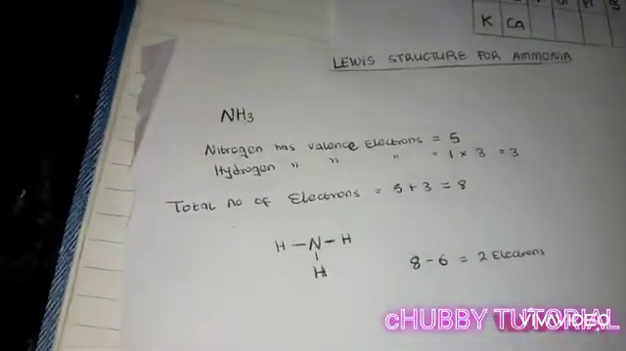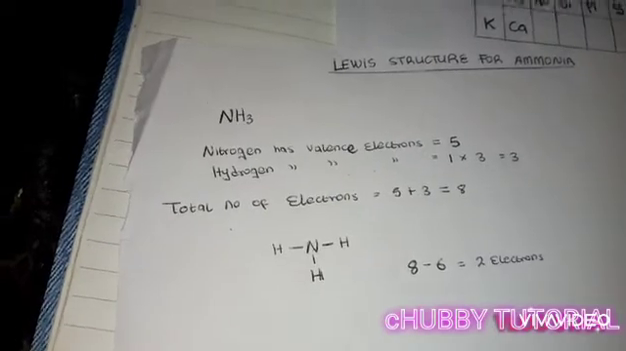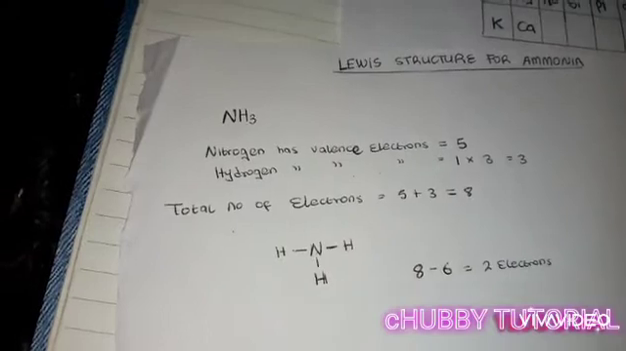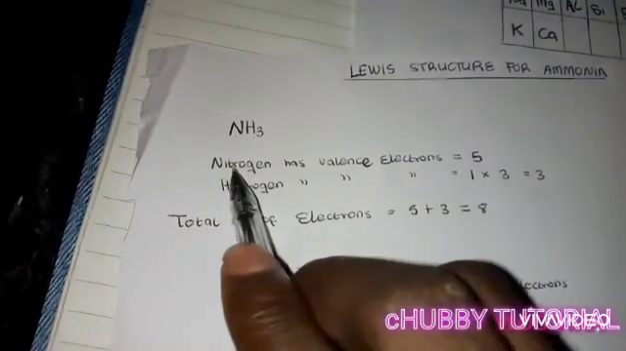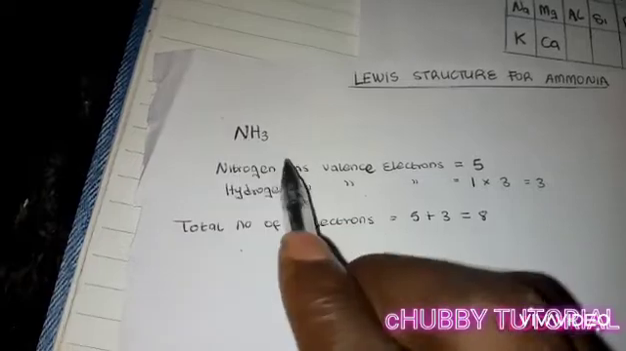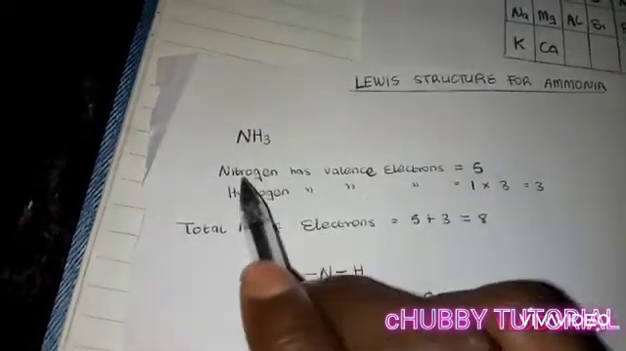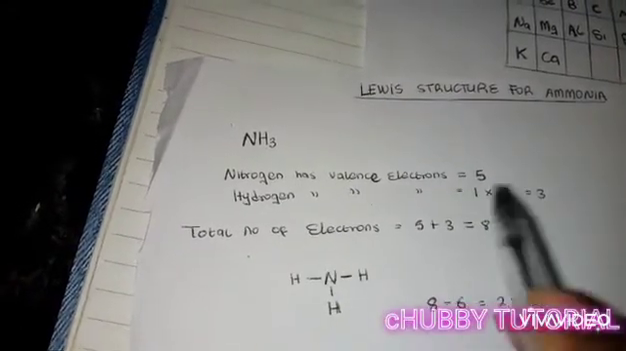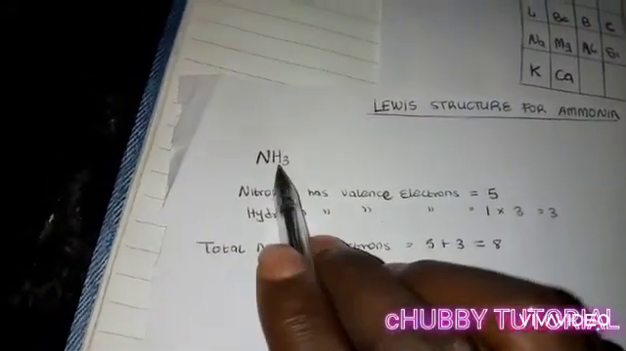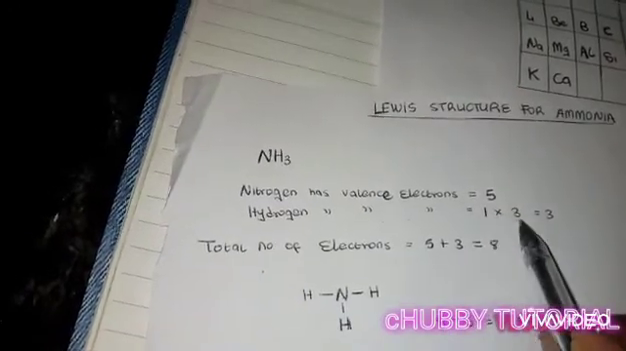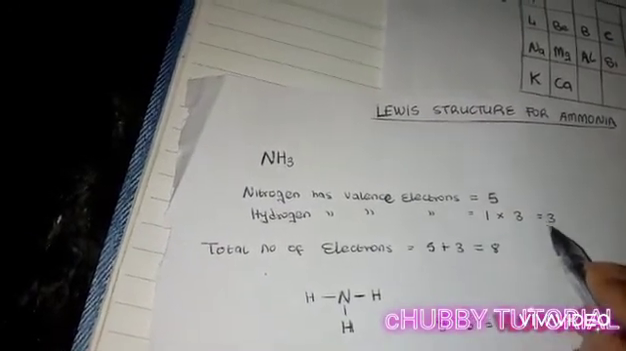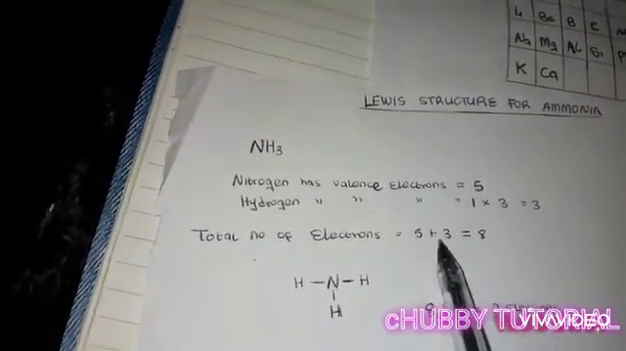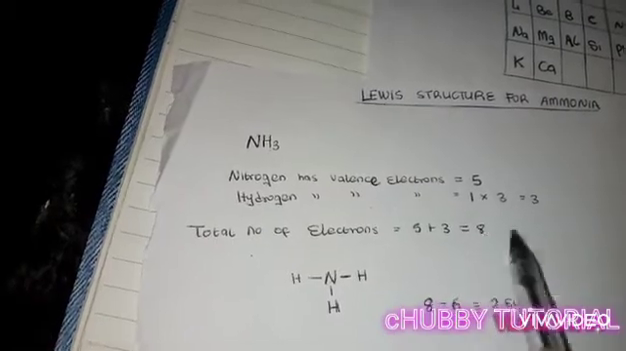If you're asked to write or draw a Lewis structure for any compound, you start by calculating the total number of valence electrons of each element in the compound. Here we have nitrogen and also hydrogen. Nitrogen has 5 valence electrons, hydrogen has 1 valence electron, but we have 3 atoms of hydrogen here, so multiplying by 3 gives us 3 electrons. So the total number of electrons in this compound is 5 plus 3, making it 8 electrons.